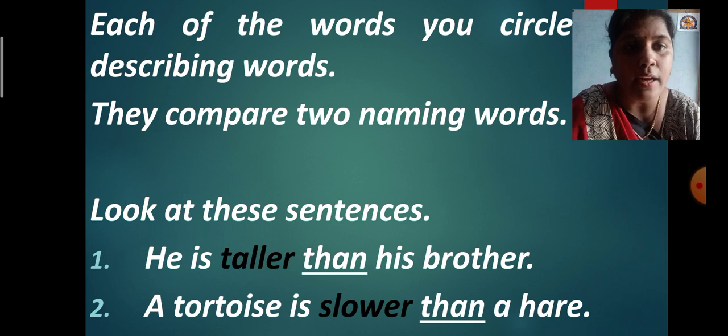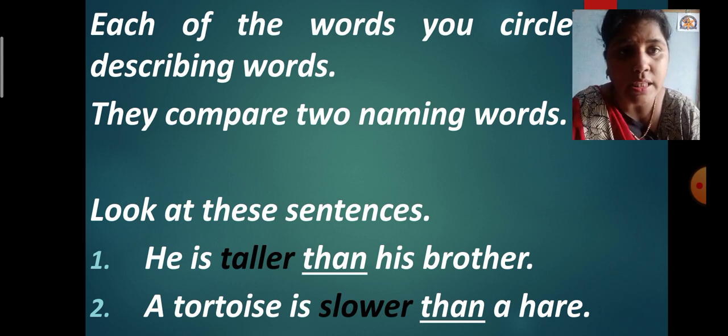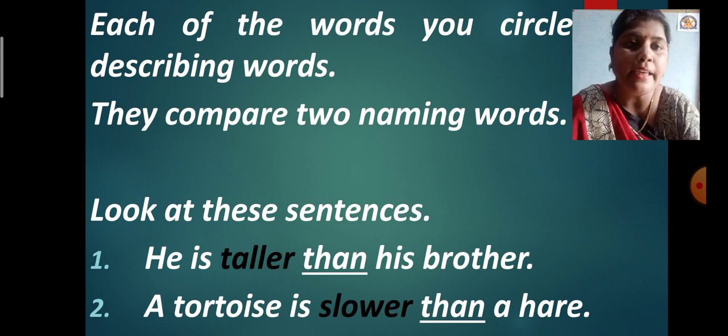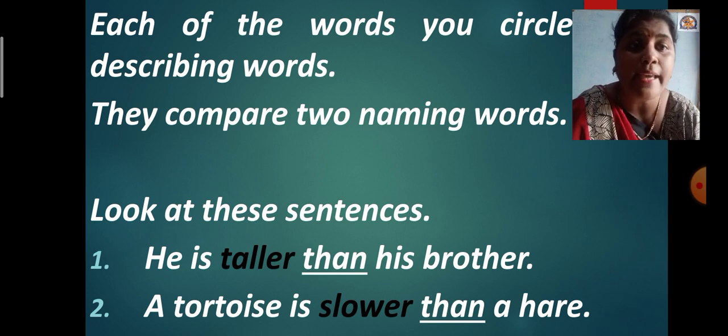Okay, so the words taller and slower are printed in black ink. These words end with er. They show us the comparison between he and his brother, and between the tortoise and the hare. And again, one word is underlined. What is that word? That word is than. Than means he is taller than whom?